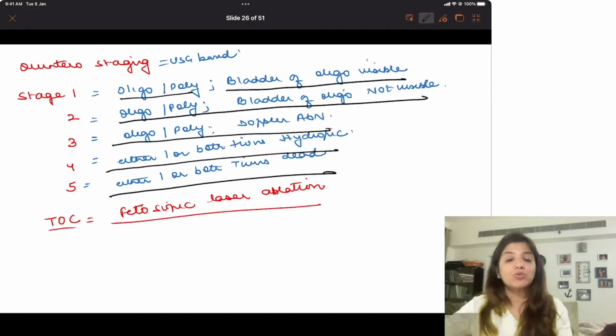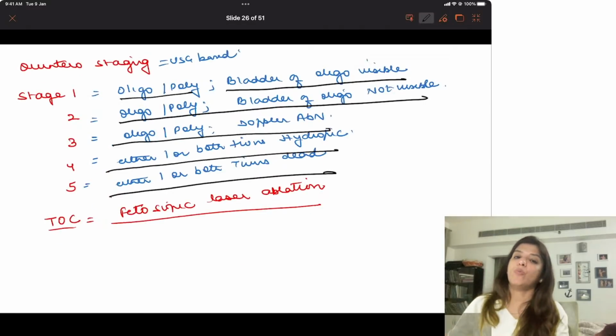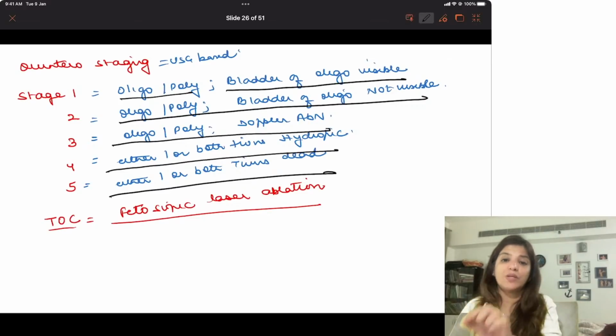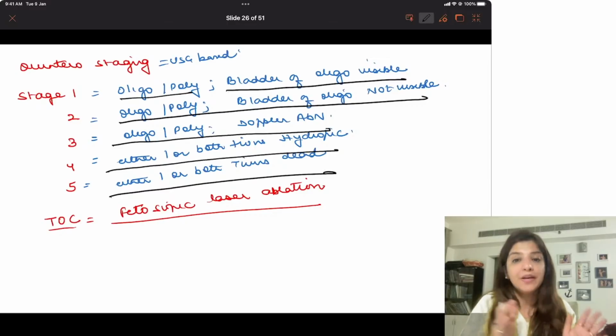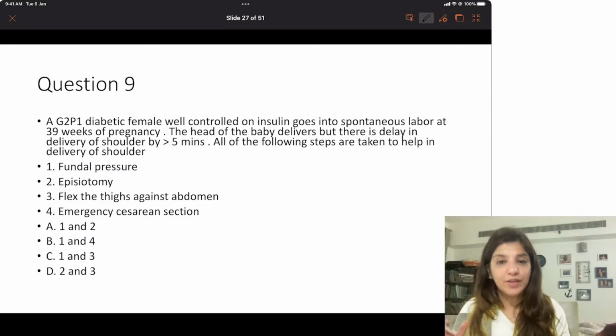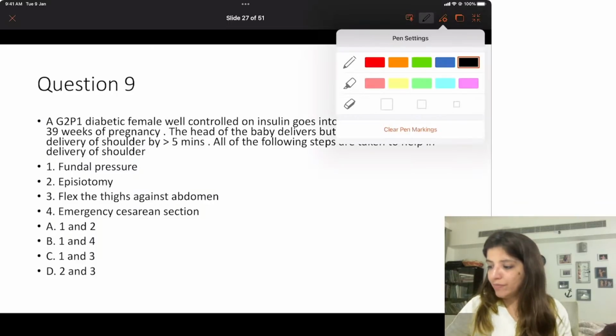What is the management of twin-to-twin transfusion syndrome? Fetoscopic laser ablation. Please remember, twin-to-twin transfusion syndrome is seen in monochorionic diamniotic twins; it is more common in monochorionic diamniotic rather than monochorionic monoamniotic. Right? Clear to all of you? Coming to the next question.